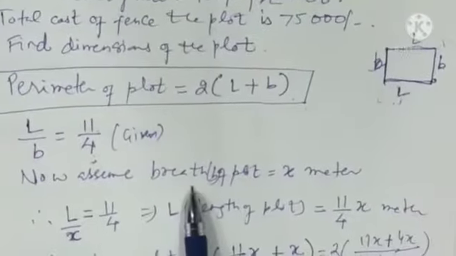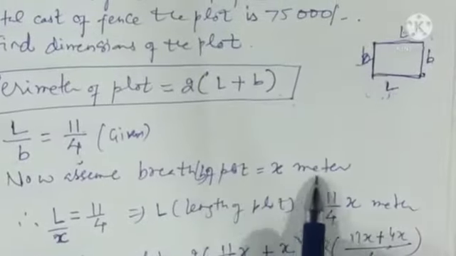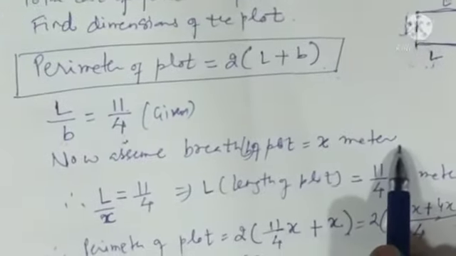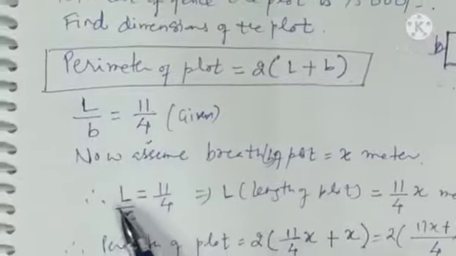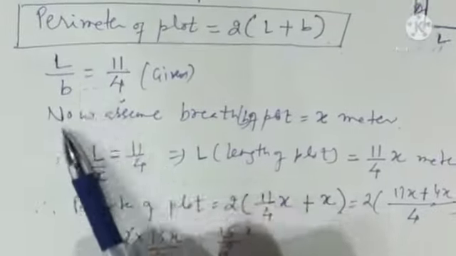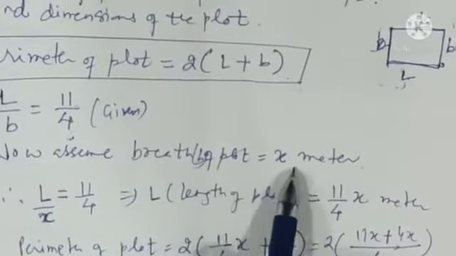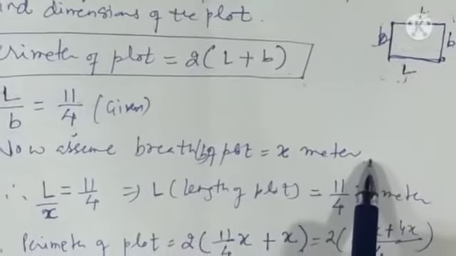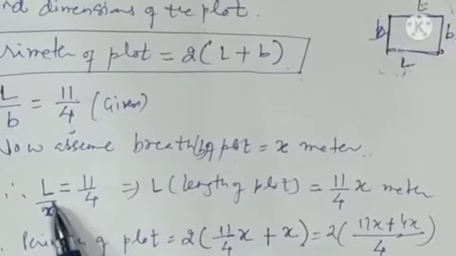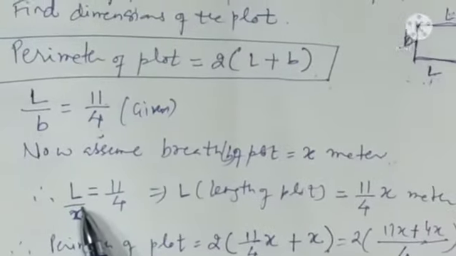Now we assume that the width of the plot is equal to x meter. We don't know the length and breadth, but we know the relationship between these two. So now we assume that the width of the plot is equal to x meter. Now what is the length in terms of x?